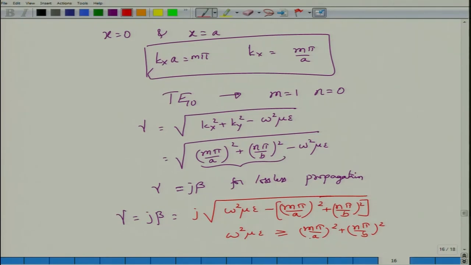If I define this quantity, m pi by a whole square plus n pi by b whole square, as some omega c square mu epsilon, because it is just a constant, I can redefine it that way. And please remember, omega c depends on m and n, while mu and epsilon of course don't. Since omega c is nothing but 2 pi fc, this fc is what we call the cutoff frequency. Only when the operating frequency exceeds the cutoff frequency will gamma become pure imaginary, which means there will be lossless propagation inside a waveguide.